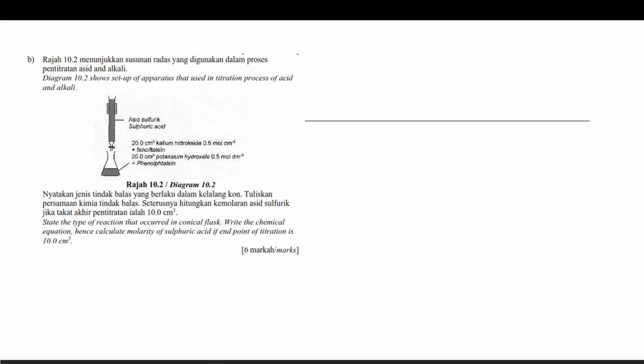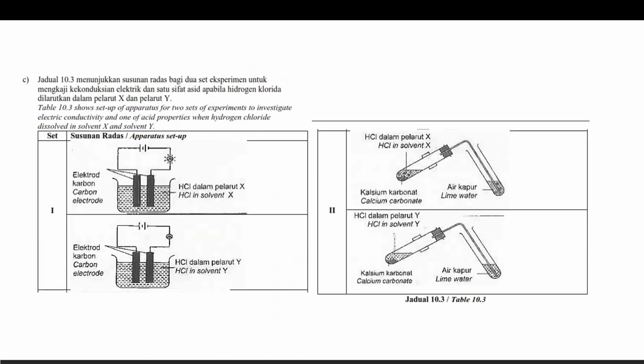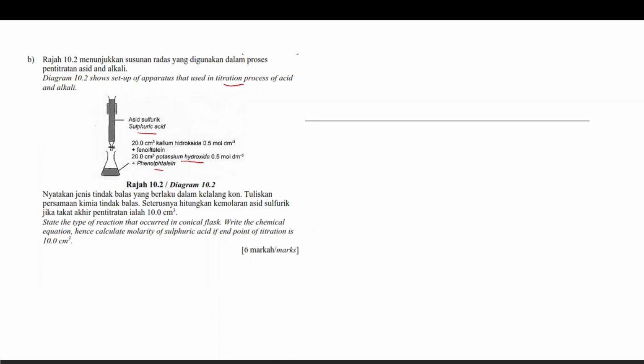Okay, B. The diagram shows the apparatus used in the titration process of acid and alkali. Here we are using sulfuric acid and sodium hydroxide solution with phenolphthalein. State the type of reaction that occurs. So in this reaction, it will be neutralization, right? Okay, neutralization.